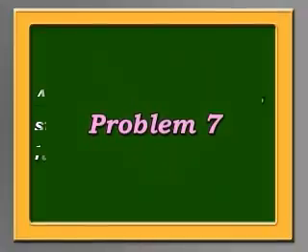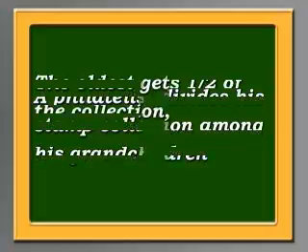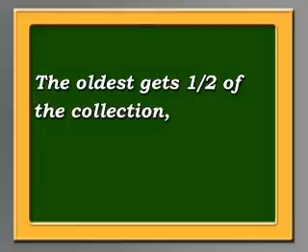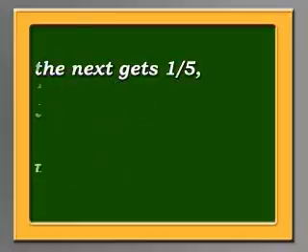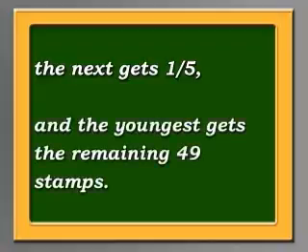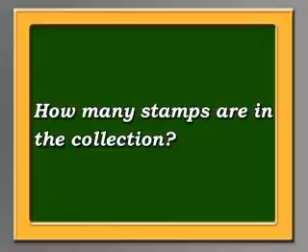Problem 7. A philatelist divides his stamp collection among his grandchildren. The oldest gets 1/2 of the collection. The next gets 1/4. And the next gets 1/5. And the youngest gets the remaining 49 stamps. How many stamps are there in the collection?